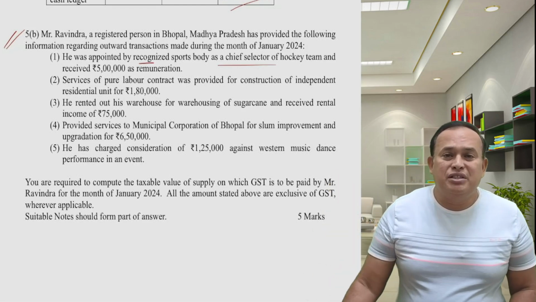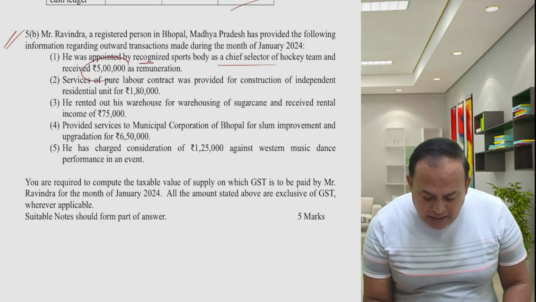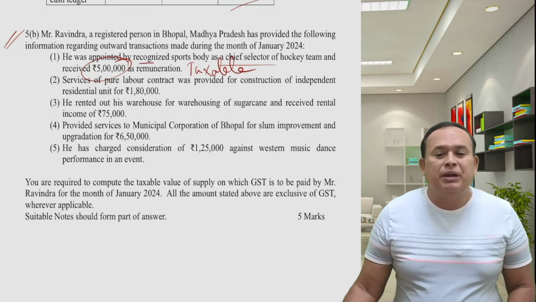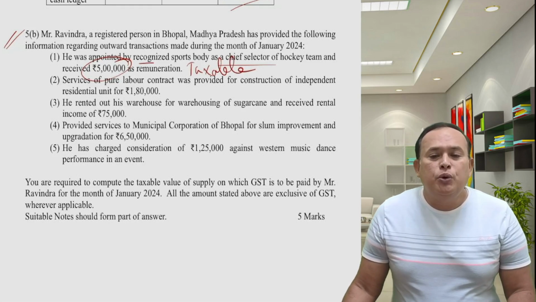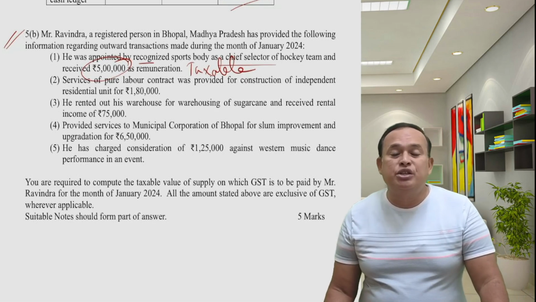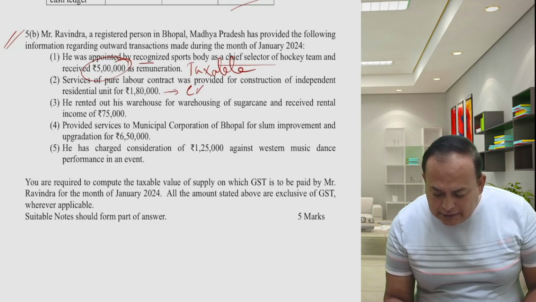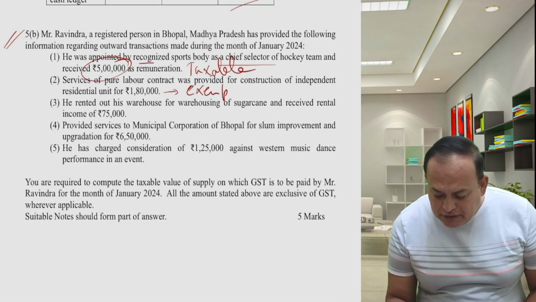A selector providing services to a recognized sports body is absolutely taxable. This 5 lakh rupees is a taxable supply. Further, point number two, a pure labor contract was provided for construction of an independent residential unit. A single unit, pure labor, is absolutely exempted from the payment of GST.